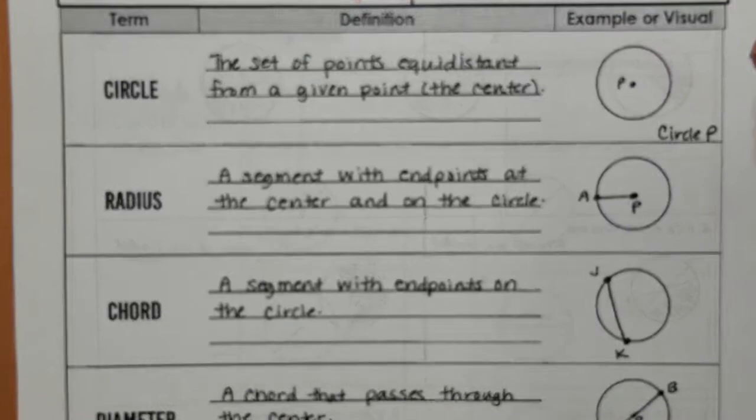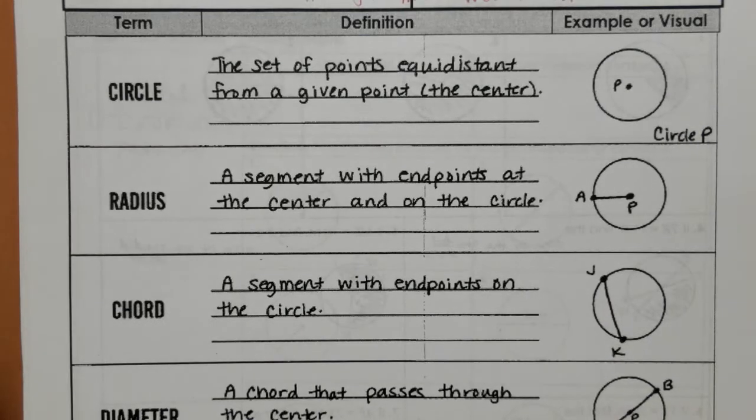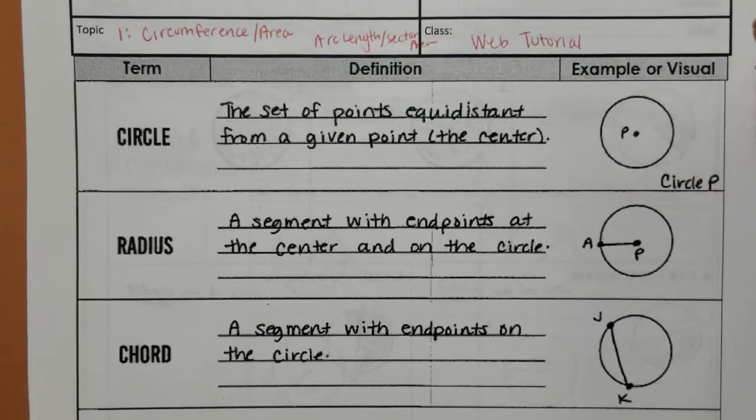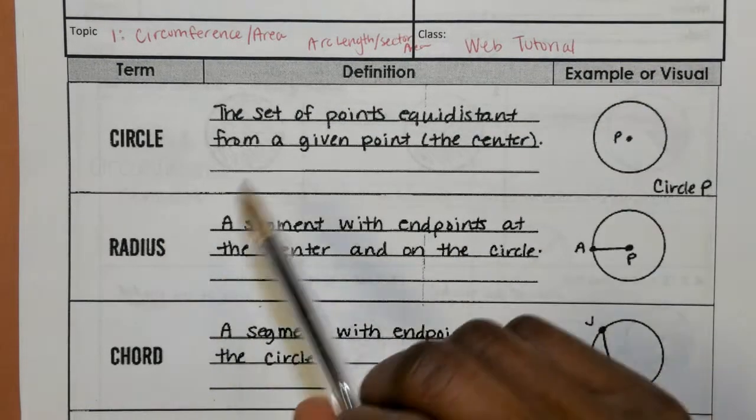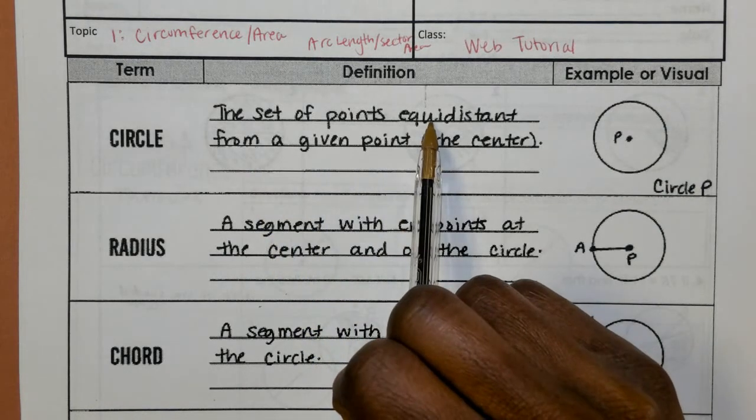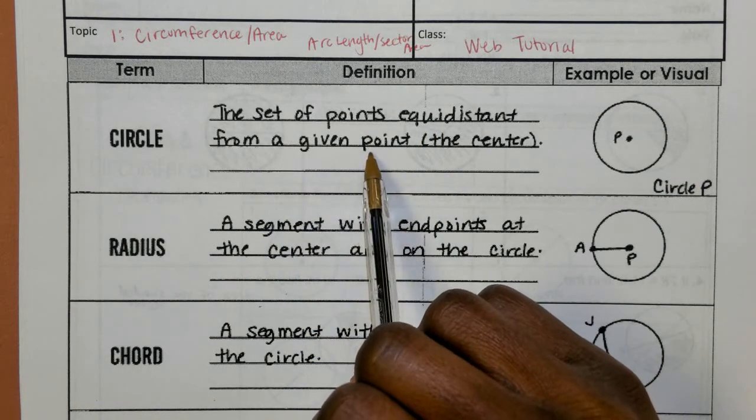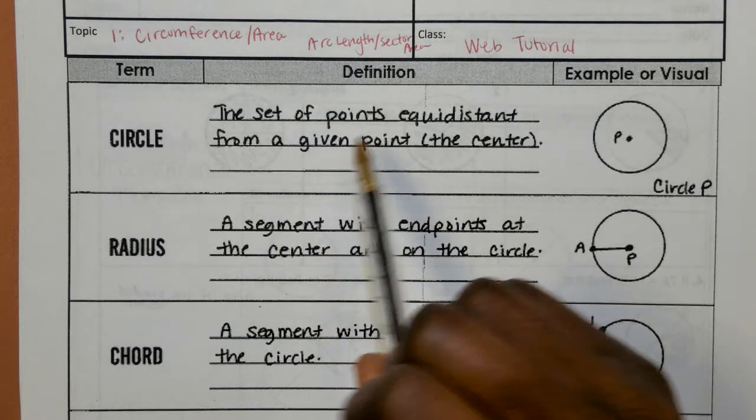There are four vocab words that are going to be essential for this section to be able to do well. Okay, the first one is a circle, which is the set of points that are equidistant, so the same distance from the center point, which is the center, from a given point, which is the center.